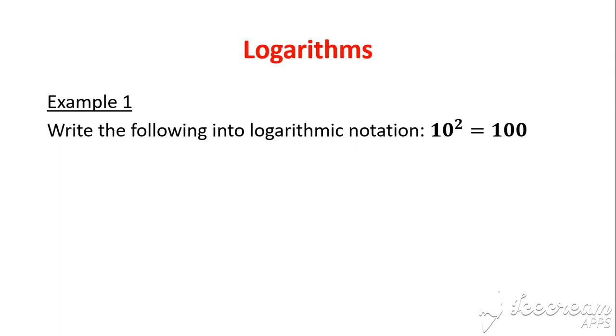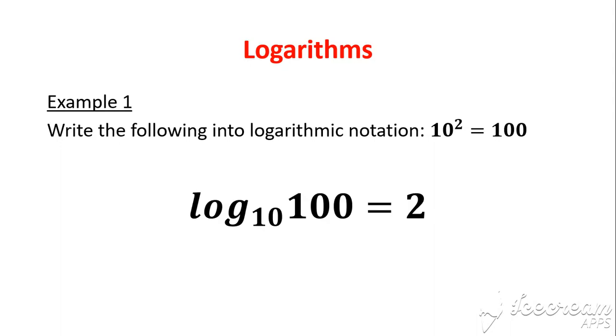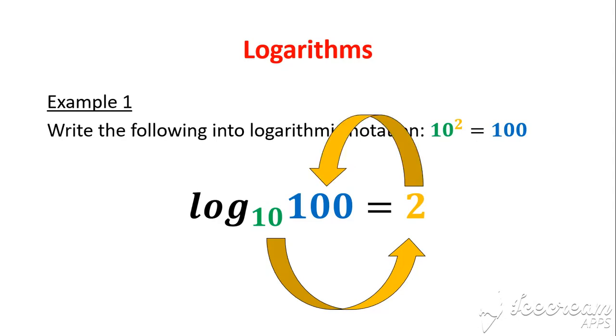Okay, let's get into some examples and see if we can show you what's going on. Example 1, write the following into logarithmic notation. 10 squared equals 100. 10 times 10 is 100. So you need to be able to write log in base 10 of the number 100 equals the power of 2. So this is the base, this is the number, this is the power. Now here's the way I like to do this with these little arrows to help check it's in the right place. 10 to the power of 2 equals 100.